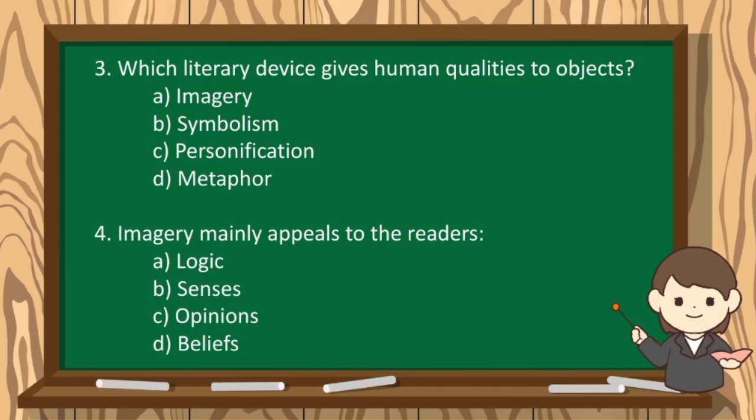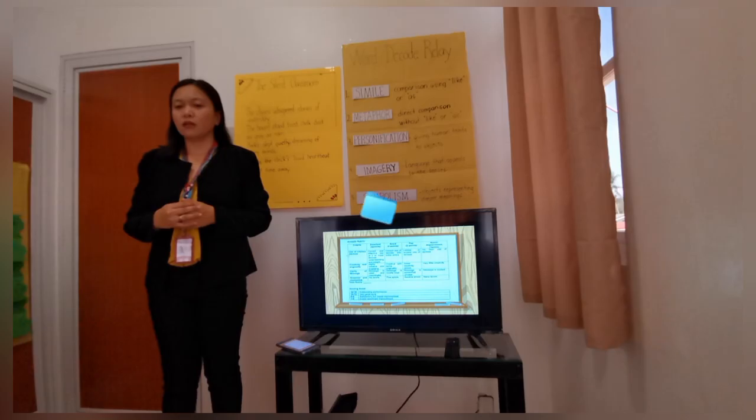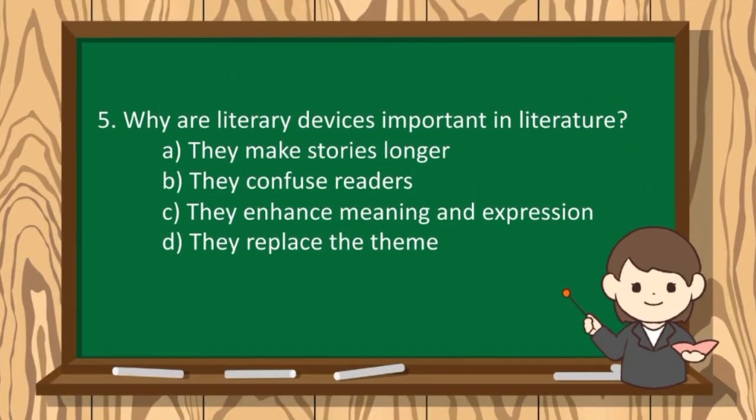And for number 4, imagery mainly appeals to the reader's what? A, logic. B, senses. C, opinions. And D, beliefs. And the last one, why are literary devices important in literature? A, makes stories longer. B, confuse readers. C, enhance meaning and expression. And D, replace the theme.